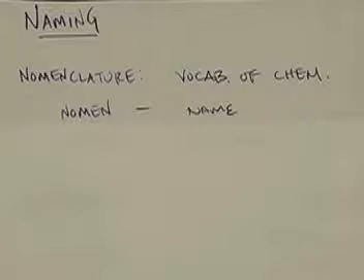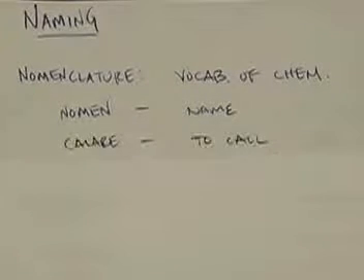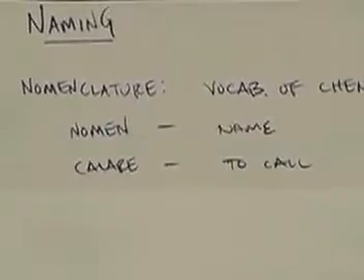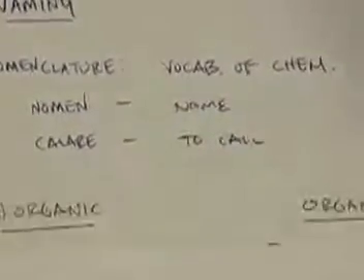Nomenclature comes from the Latin word nomen for name and callare meaning to call. And so nomenclature in chemistry is the vocabulary or the naming of names and formulas.